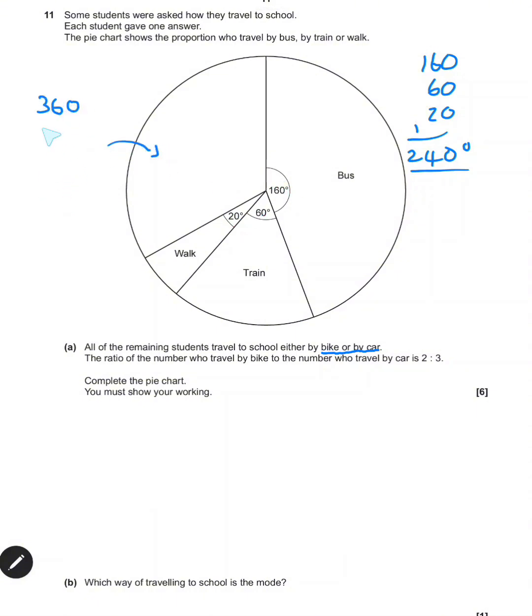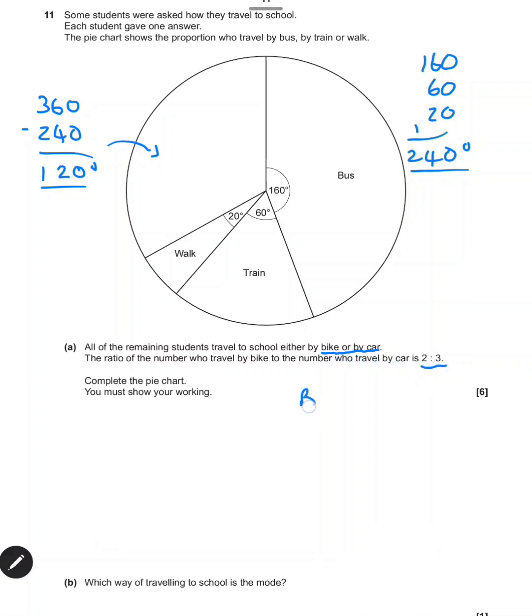The whole pie chart comes to 360. I'm going to take away 240, and that's going to be the angle that I've got left here. So take note, 6 take 4 is 2, and 3 take 2 is 1. 120 degrees left for the people who biked or car.